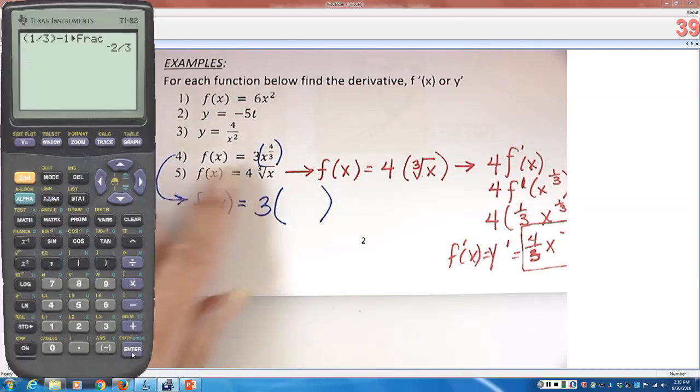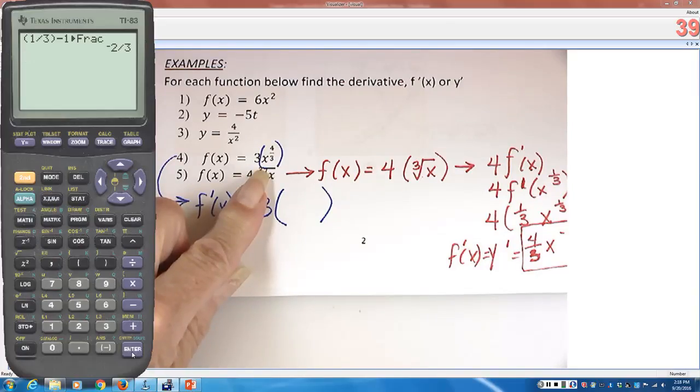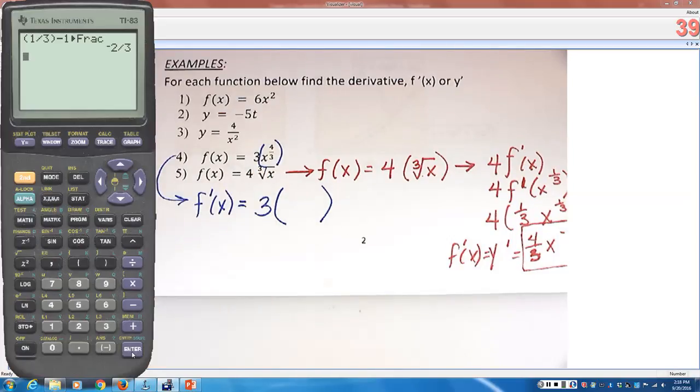So what is the derivative of x to the 4/3? Drop the power. And then reduce the power by 1. Josh, what do you think? What's the derivative of x to the 4/3? 4/3 x to the 1/3. Yeah, exactly right. Good job.